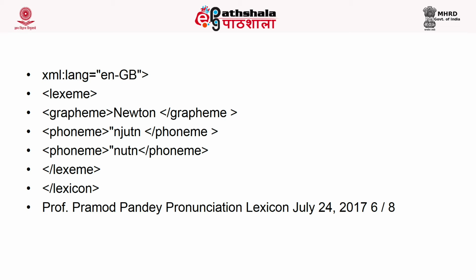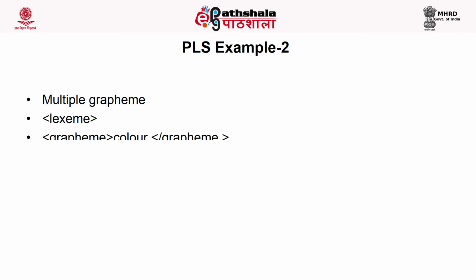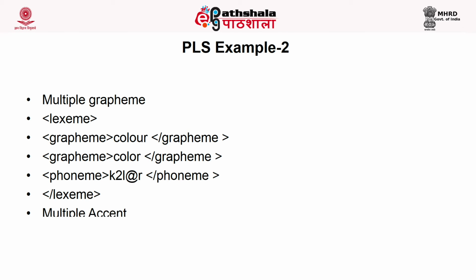Next, let's say a word has multiple graphemes but a single pronunciation. For example, the word color. In the word color, there can be two graphemes which are used, like COLOUR, and another grapheme can be COLOR, where U is not used. So both the words are correct at the grapheme level, but both have only one pronunciation, that is color. So here you have two graphemes but a single phoneme.